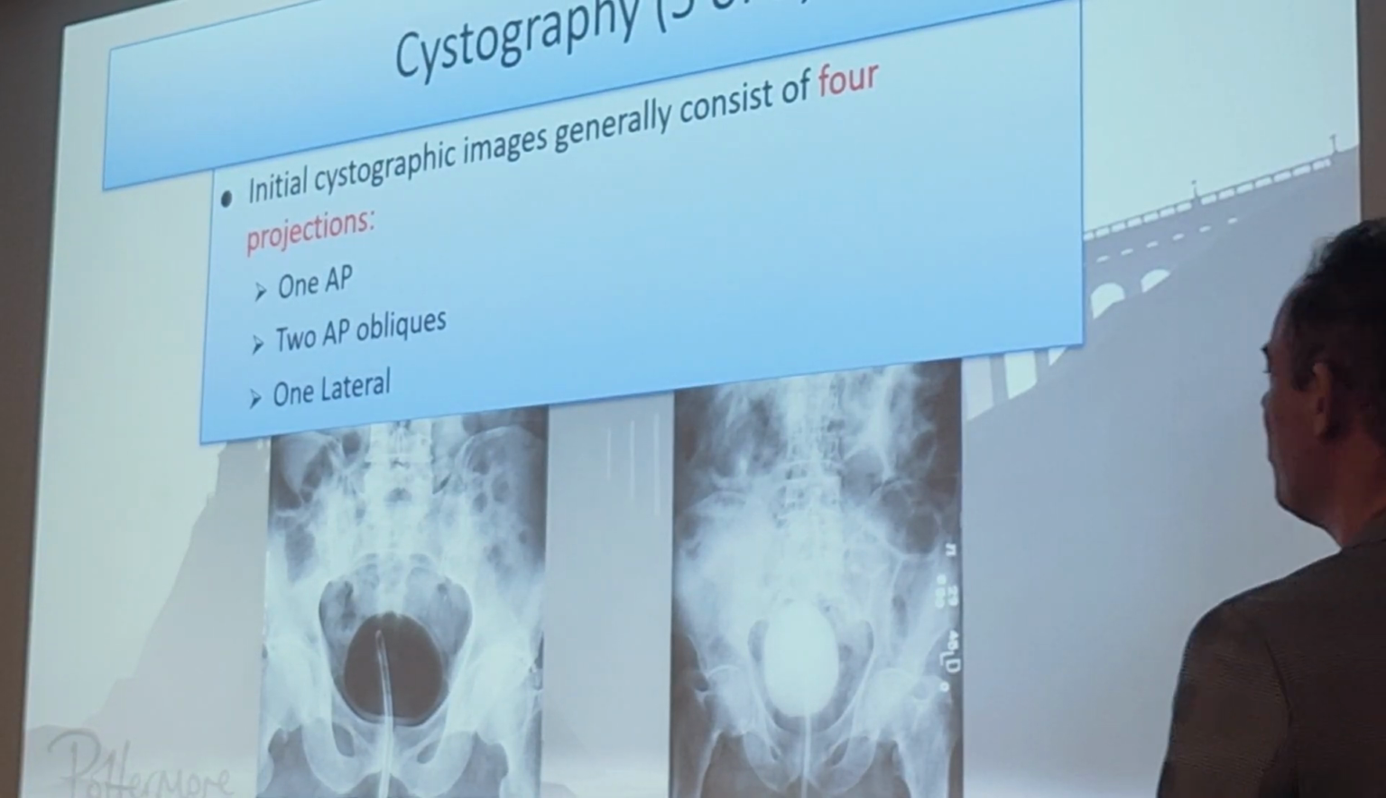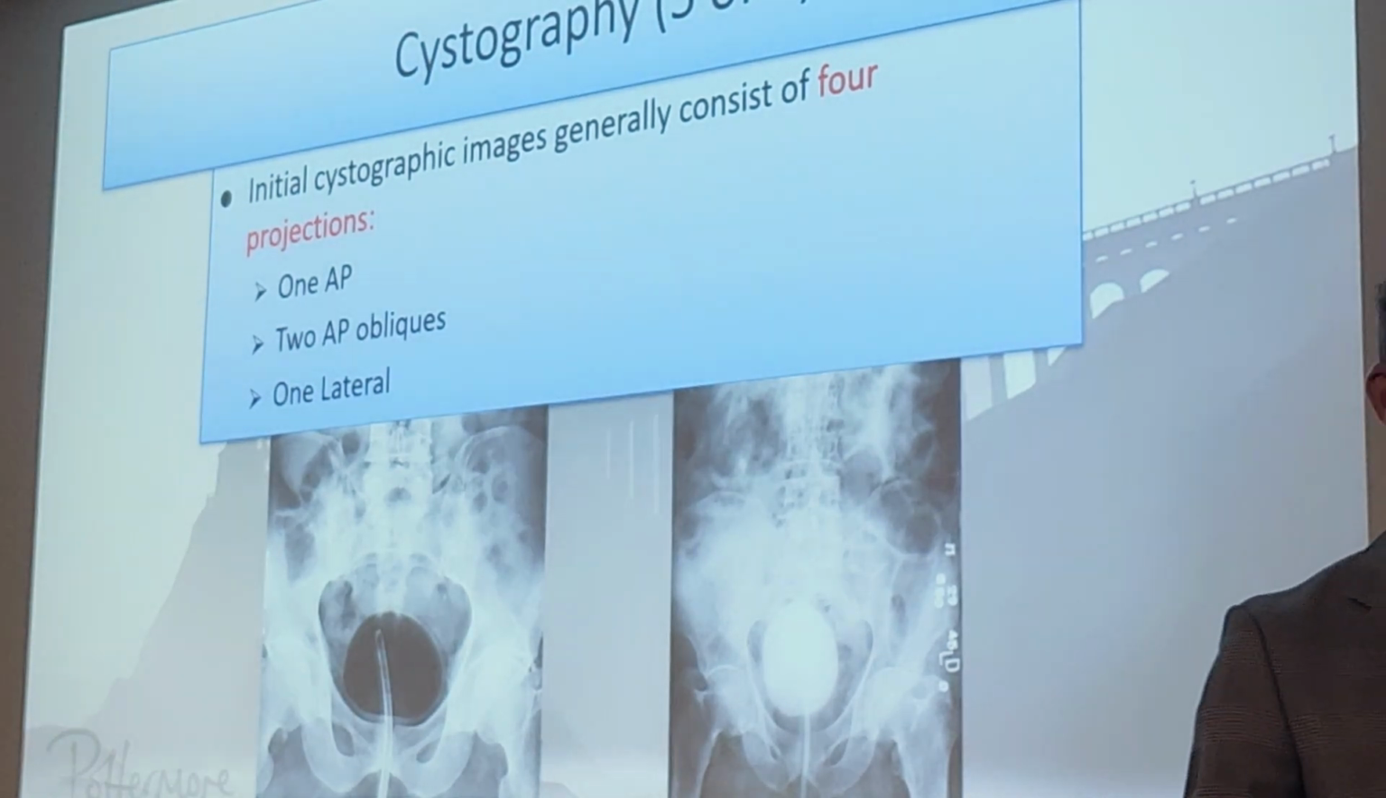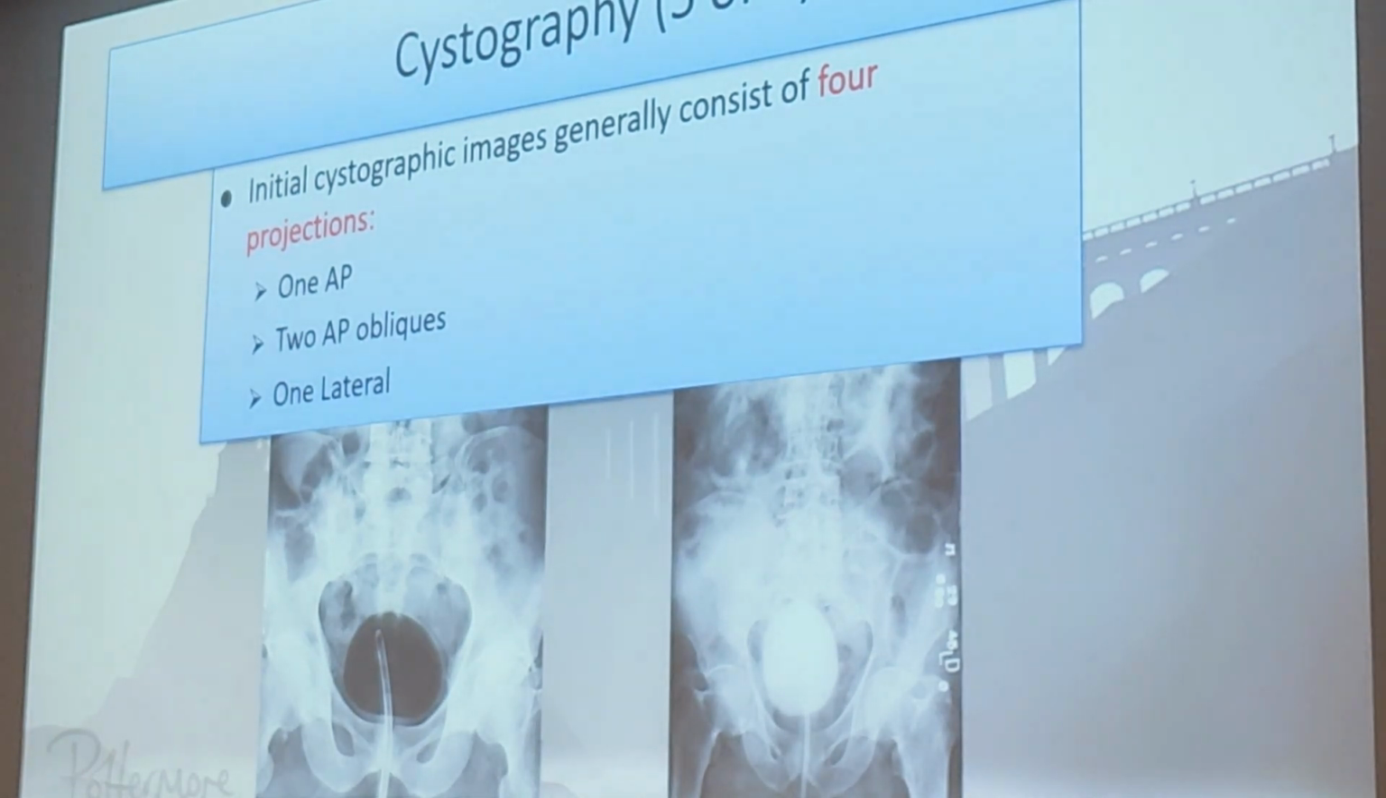All right, our initial images are going to usually be our 4 projections: 1 AP, 2 AP obliques, and 1 lateral. We'll go over these individually.